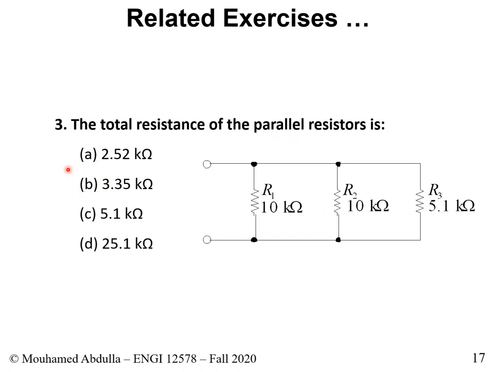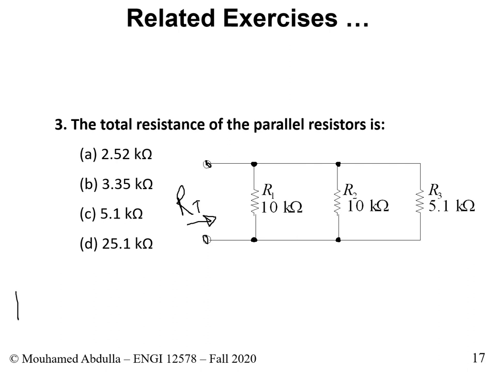Okay, question number three. We ask, what is the total resistance of the following parallel circuit where you have the resistors placed in parallel. So you have R1 10K, R2 10K, and R3 5.1K. So we could simply use the formula. Total resistance would be here, RT, between this node and this node.